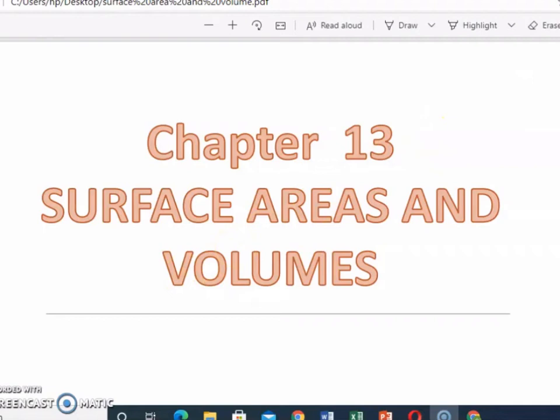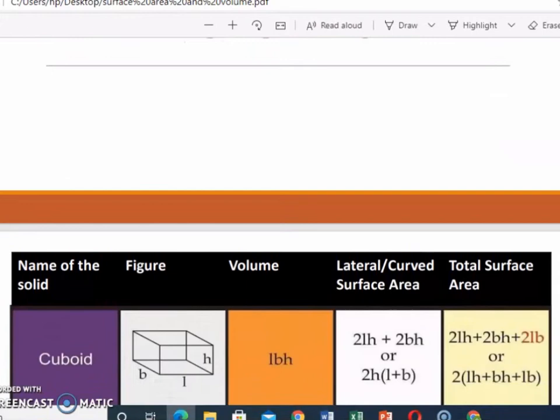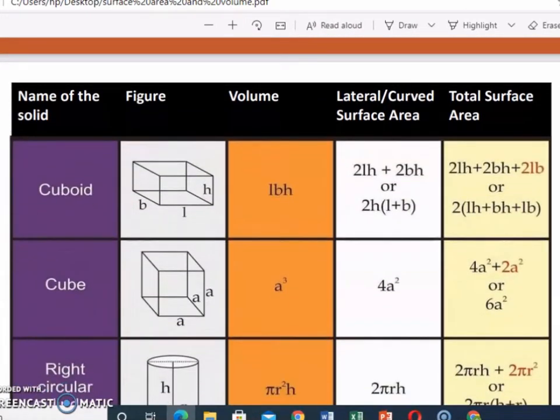So we are now going to begin with the 13th chapter, that is surface area and volumes. Now first, most importantly, there are few formulae that you need to know before we begin with the questions.